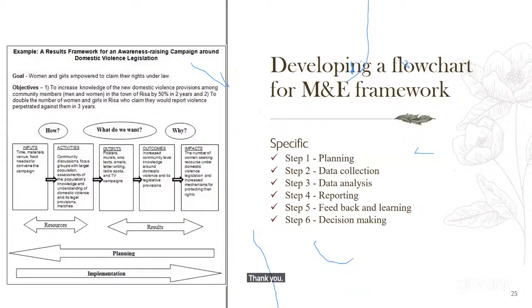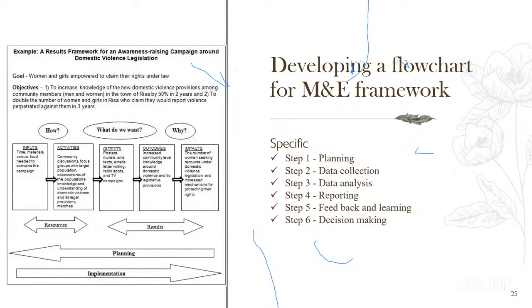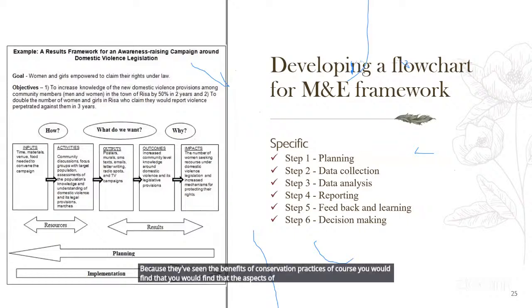And also conservation agriculture, which is being implemented in Zimbabwe, it is really quite common these days. You are seeing most farmers are now adopting conservation agriculture because they've seen the benefits of conservation practices. Of course, you'd find that the unavailability of appropriate tools to use with conservation agriculture may be slowing the implementation process.